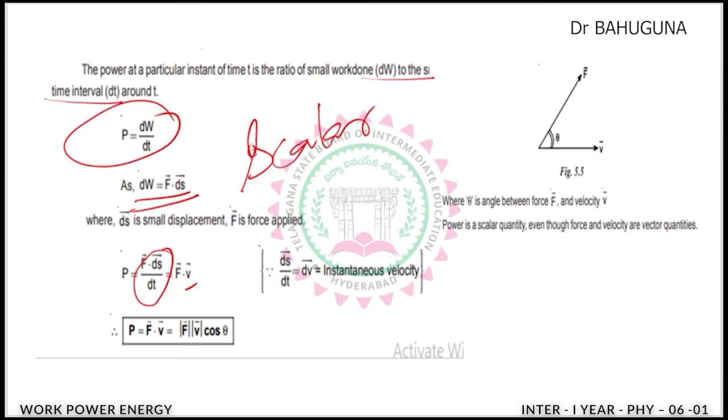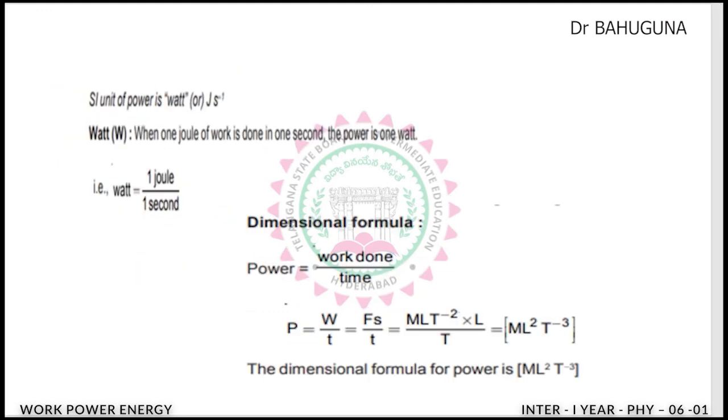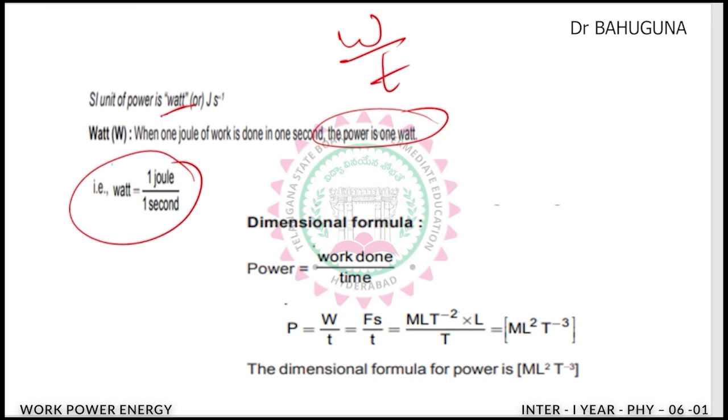So, power is a scalar quantity. Here power, energy and work, all three are scalar quantities. Here power is also a dot product. So, it is work by time or F dot v. What are the SI units of power? Joule per second or joule second to the power of minus 1, or simply watts. When 1 joule of work is done in 1 second, the power is equal to 1 watt. So, 1 watt is equal to 1 joule by 1 second.